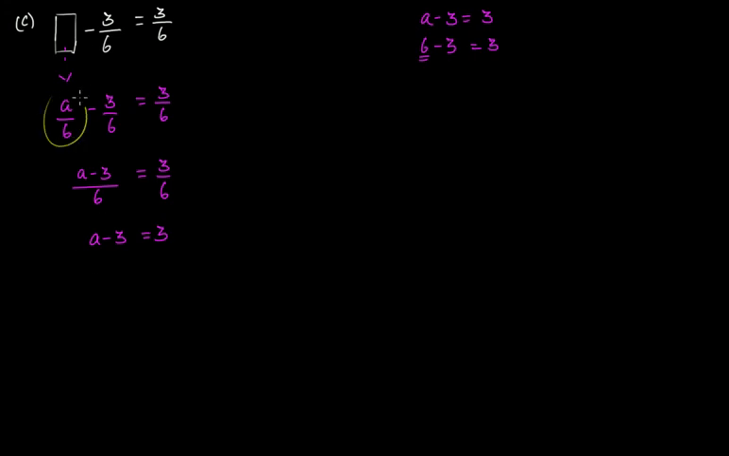For this one, a is coming to be 6, so 6 divided by 6 minus 3 by 6 will be equal to 3 by 6. If we look at this 6 by 6, it can be written as 1. Why? Because 6 divided by 6 means 1.